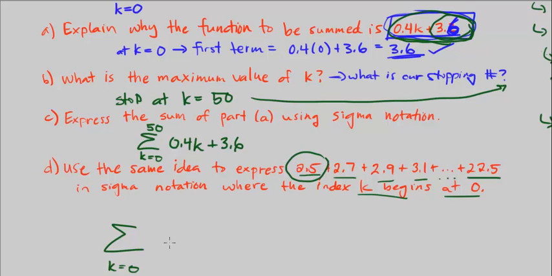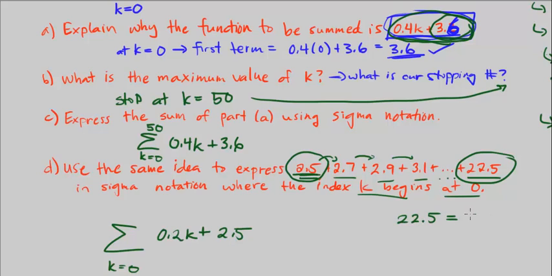So we're going to have something times k. What are we adding each time? 0.2. 0.2 plus 2.5 is 2.7, plus 0.2 again. So 0.2 times k, plus our initial value, 2.5. That is going to be our argument. We're starting at k equal to 0, and our last term is 22.5. What value of k is that when 0.2k plus 2.5 equals 22.5?